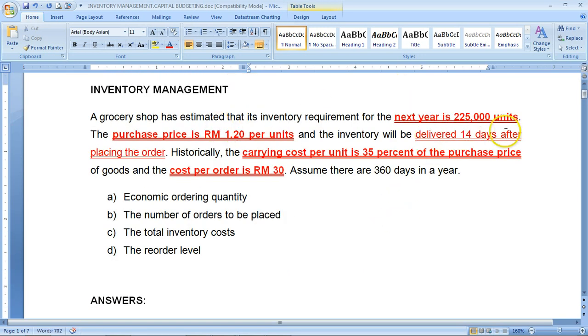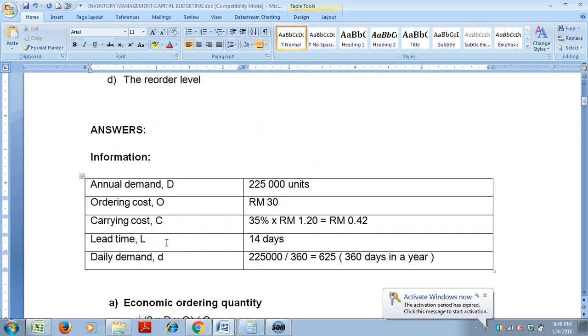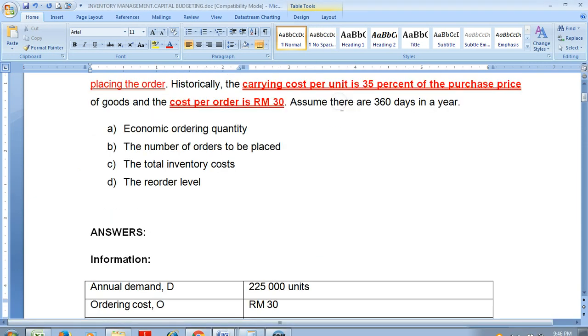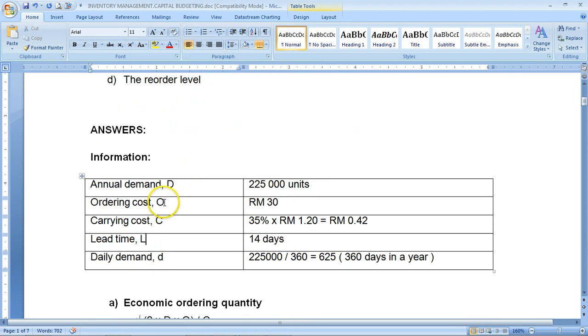How about next? They deliver 14 days after placing their order. What type of information is this? This is considered lead time. The symbol is L, and it will be used in the formula later. It is 14 days. Remember, this must be in days. If the question gives you 2 weeks, you have to convert it to days. Okay, class, the last is cost per order. We call this the ordering cost. This is RM30.